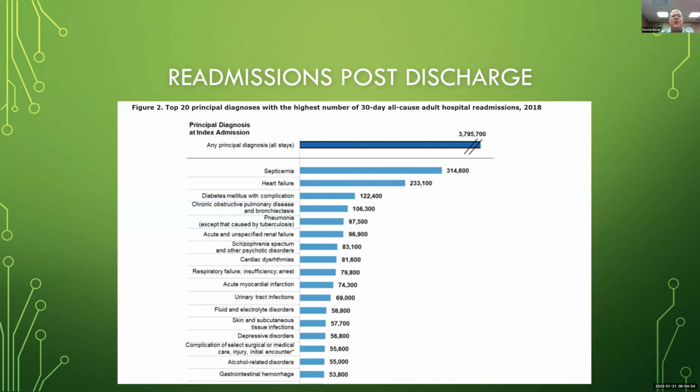3.7 million hospital readmissions that occurred within 30 days. 30 days is kind of the cardinal mark for insurance companies. If you can keep a patient out of the hospital 30 days from being admitted, then the likelihood of them being readmitted goes down substantially.